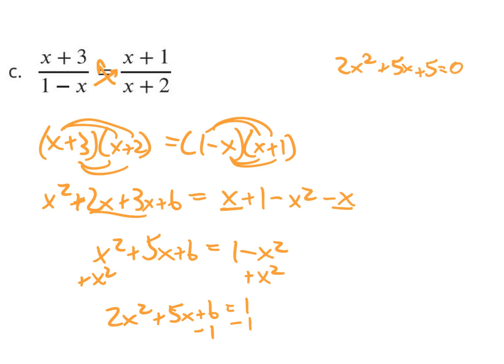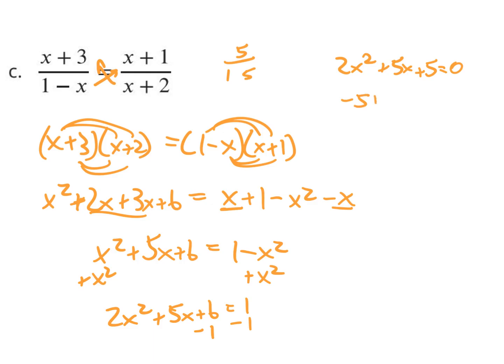Now my factors of 5 are 1 and 5. This is going to be goofy, it's not easy to simplify. Okay, so I could use the quadratic formula here. So let's see.